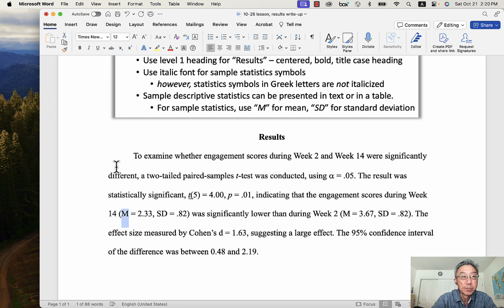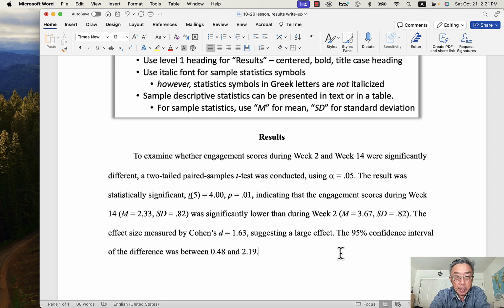M, for mean, italicized. Standard deviation, SD, uppercase. M, SD. Cohen's d, that's italicized. Okay, so looks good. A few other things, just very, very small things. Let's see. So 0.82.